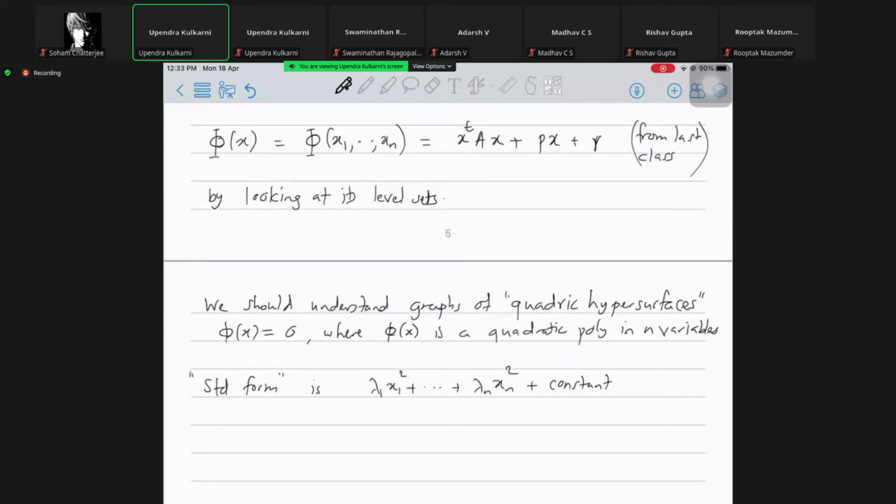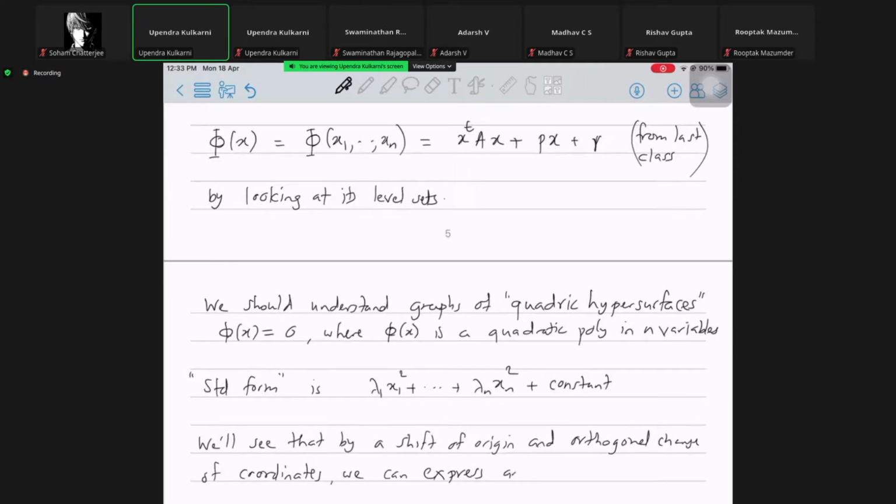So we will see that by a shift of origin and orthogonal transformation, we can express any general quadratic, to be absolutely clear, any general quadratic, in the standard form.